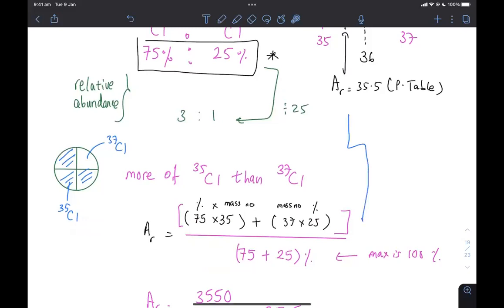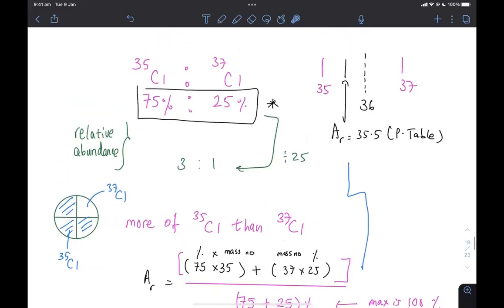Now, Raymond has done this simplified ratio. This is percentage abundance. Percentage is out of 100%, but ratio is not out of 100%. This is ratio. Ratio doesn't have the percentage to it, but this is also chlorine 35 is to chlorine 37. The very last thing I'll show you is you can use ratio also to work out relative atomic mass.